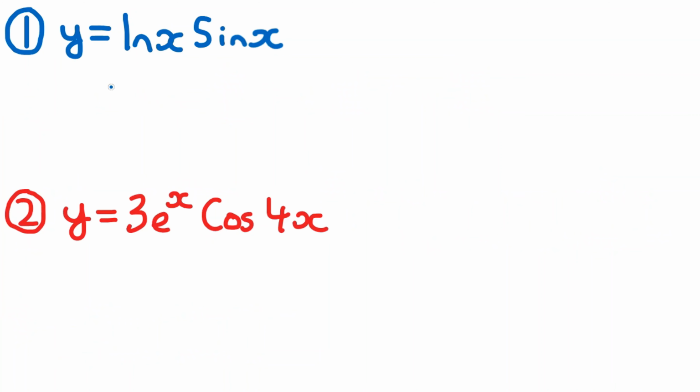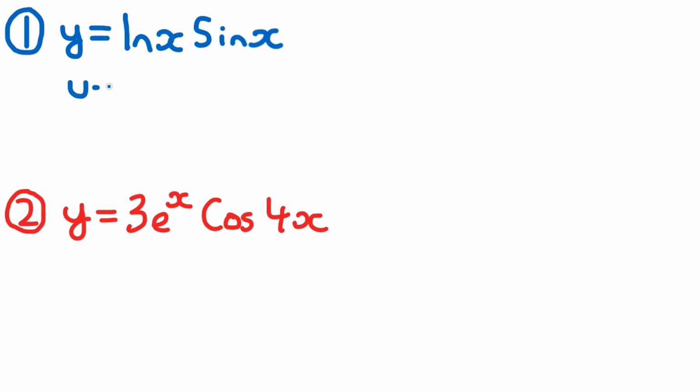So here's two more examples of when we need to differentiate using the product rule. So for this first one here, we have y is equal to the natural log of x multiplied by sin of x. So we have two functions that are multiplied together, so we have to differentiate using the product rule. And as I mentioned before, it's interchangeable which one you call u and which one you call v. It's whatever way around you like.